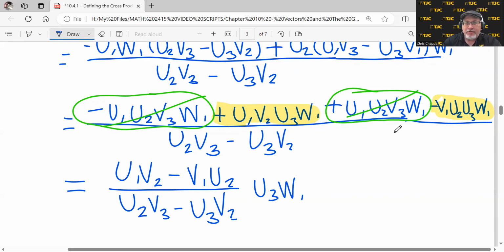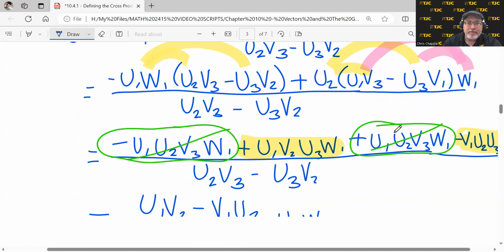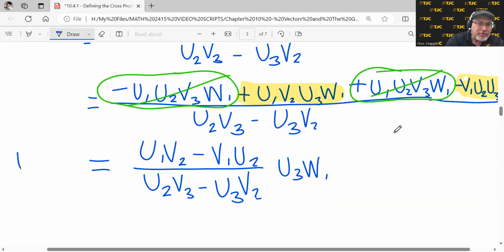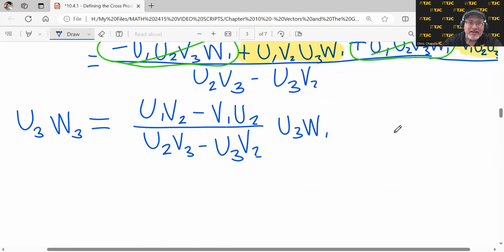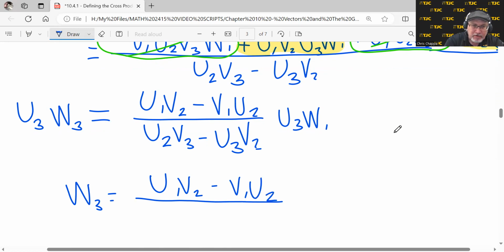Now, keep in mind that all this was equal to U3 W3. So let's bring the U3 W3 down. And assuming U3 is not equal to 0, we can divide both sides by it. And we finally end up getting W3 is equal to U1 V2 minus V1 U2 over U2 V3.